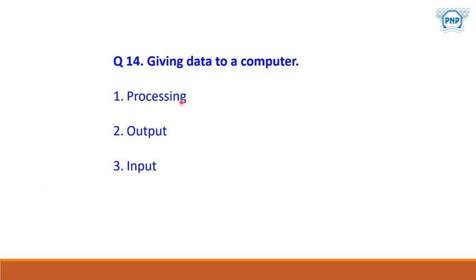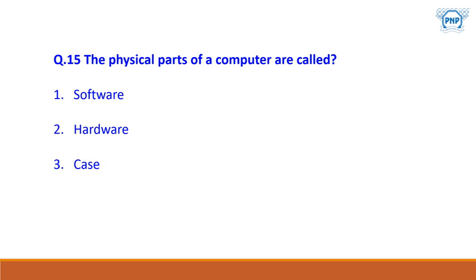Giving data to computer means what? Processing, output or input. We are giving information, okay, so it is input. The physical parts of a computer are called software, hardware or case. It is hardware, physical part. Already we have seen the parts or the picture of hardware.